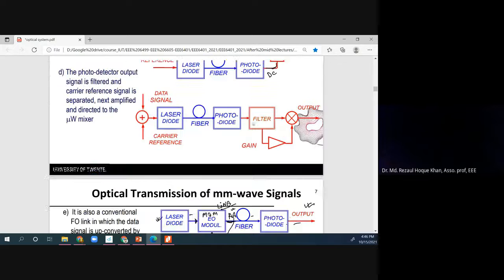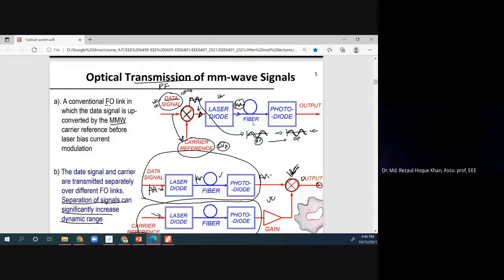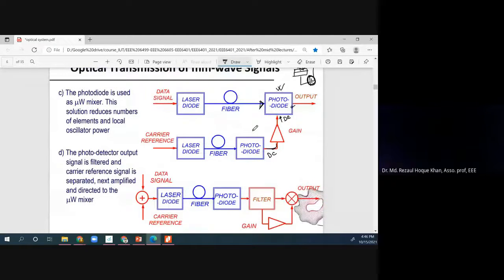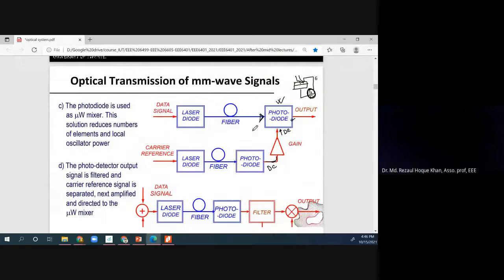You are transmitting an RF signal through the optical fiber. That's the same thing happening again and again. Got it?